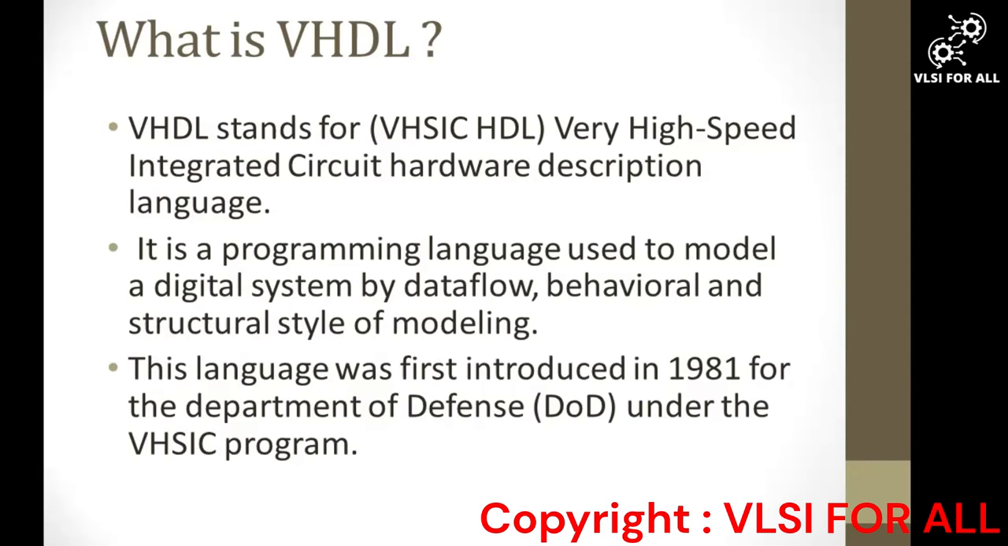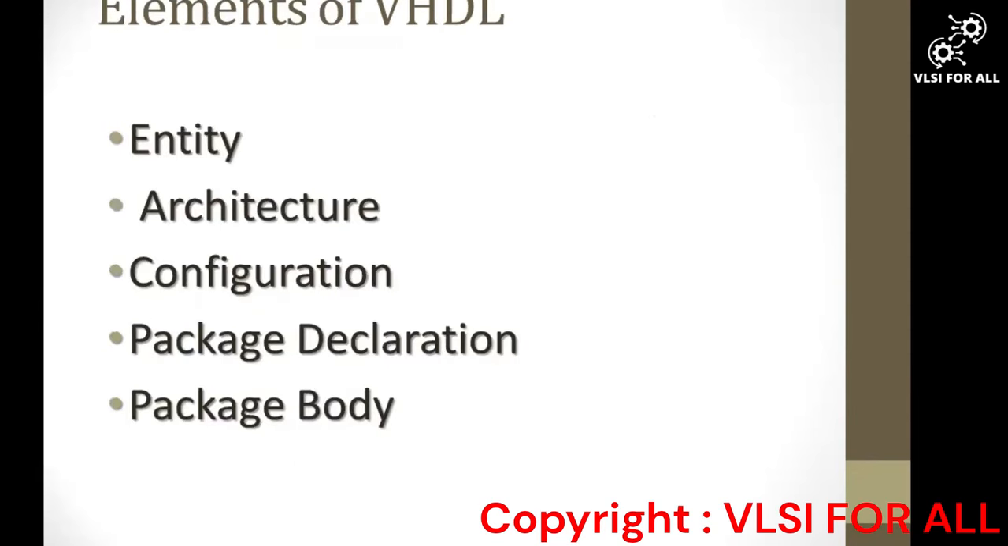On the next slide, elements of VHDL. There are five elements of VHDL: first is entity, second is architecture, third is configuration, fourth is package declaration, and fifth is package body. Most of the time we will use entity and architecture, and sometimes configuration. Only rarely will we use package declaration and package body. So mainly we will use the first three.